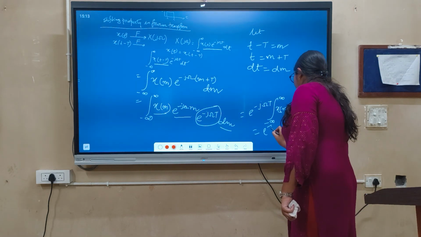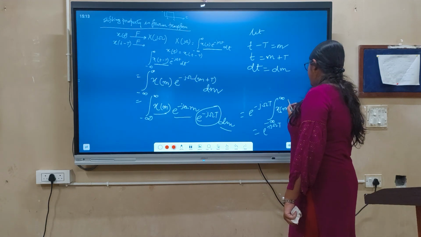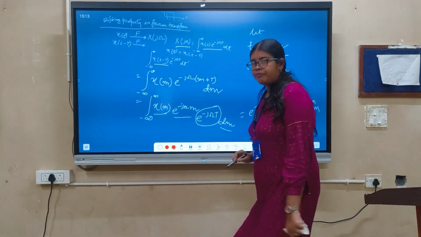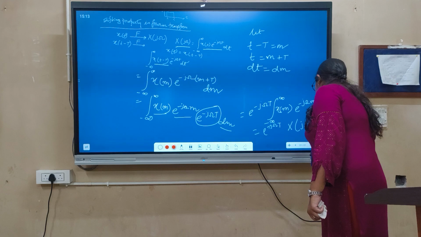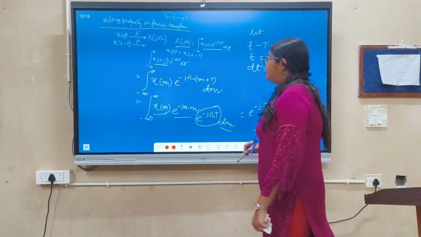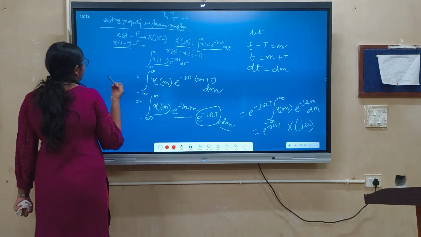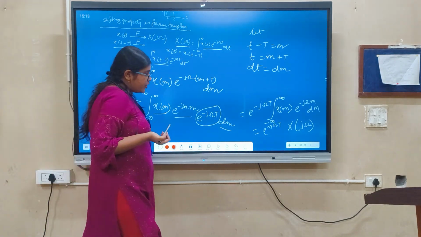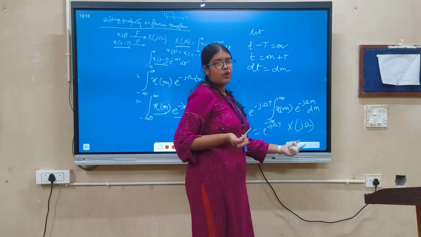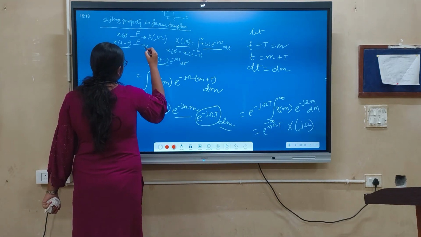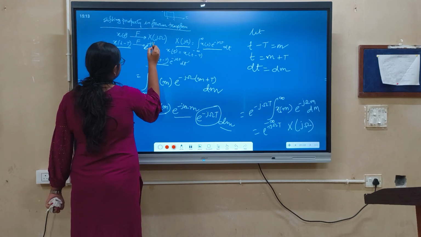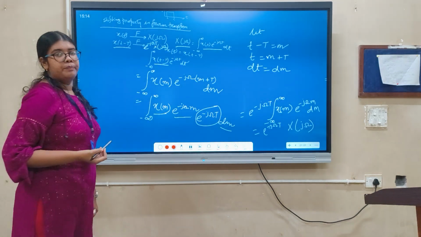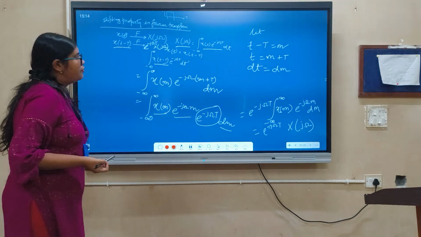Now we can write e to the power minus j omega T, and what about this term? This term is nothing but X of j omega. So x of t minus T, that means the shifting property of Fourier transform, gives e to the power minus j omega T times X of j omega. That is the Fourier transform of a time shift. That is the shifting property of Fourier transform.